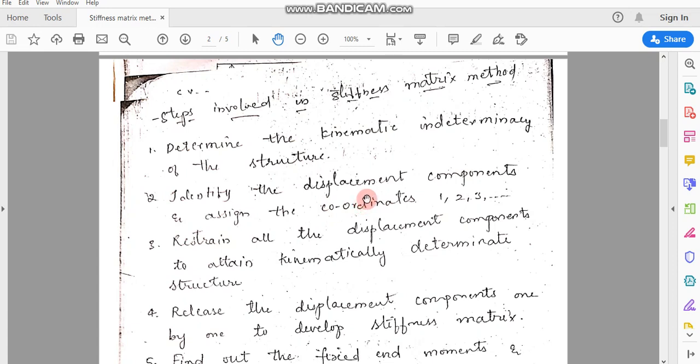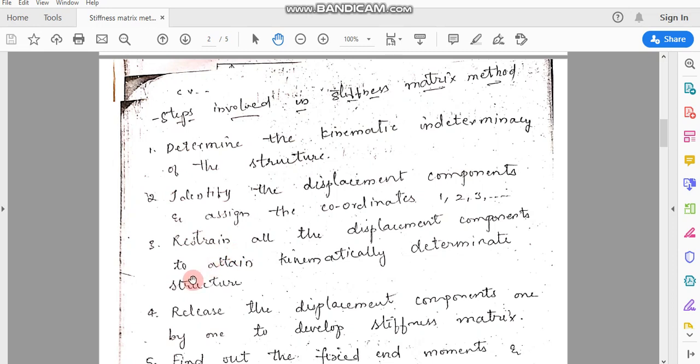Now in this case, we'll be dealing with rotations. We'll try to rotate the joint. So identify the displacement components and assign coordinates 1, 2 and 3. Restrain all the displacement components to attain a kinematically determinate structure. This point also we'll see in the problem, where we restrain the joints to make the structure kinematically determinate.